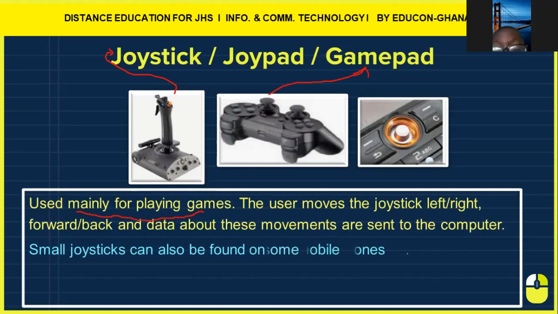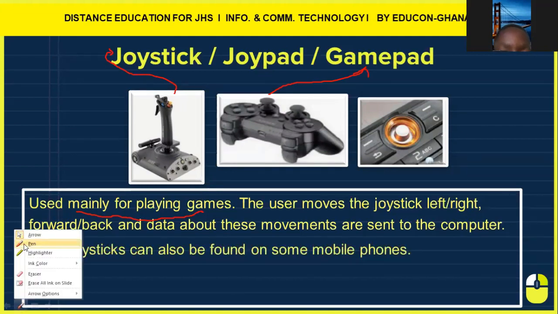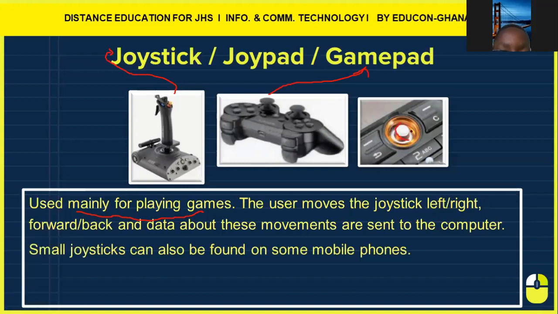Let's move on. Now we have a small joystick that can also be found on mobile phones. This is a mobile phone. This is not a laptop, this is a mobile phone. Sometimes you see this small pointing device on some types of phones. It's also a joystick for mobile phone. Okay. So I think we can now proceed.